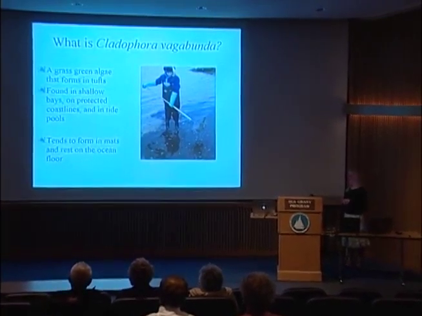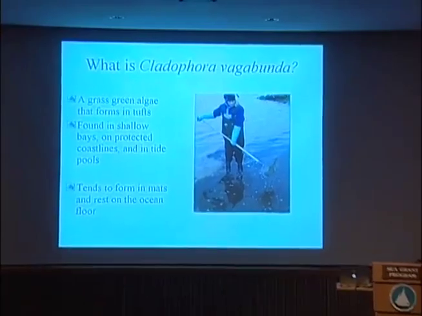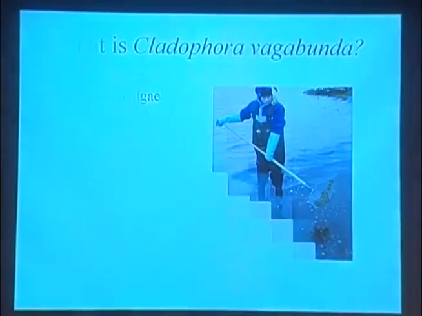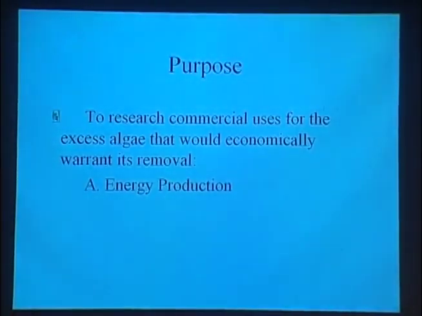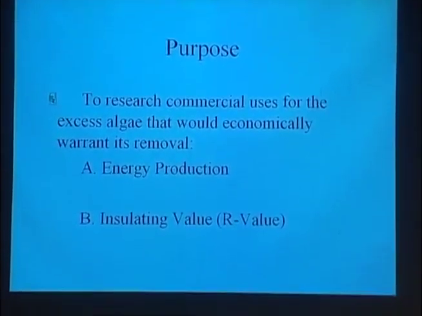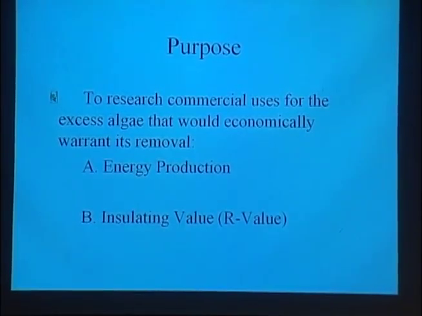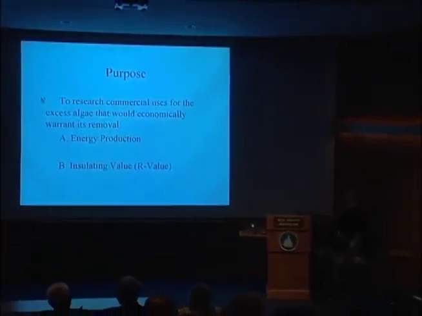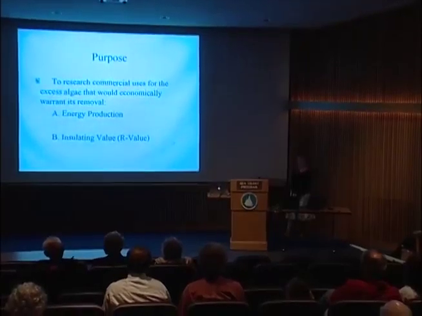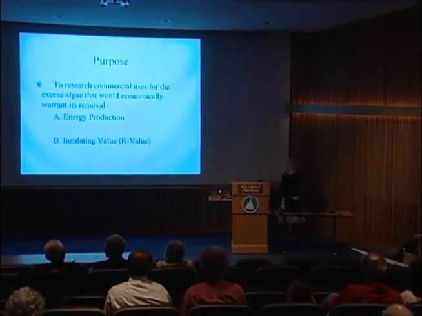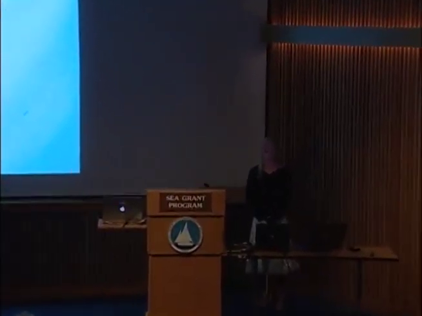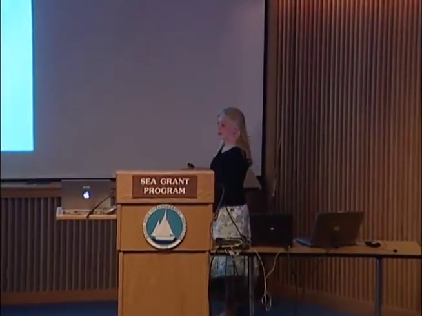As I said, Cladophora vagabonda is a grass green algae. It forms in tufts and likes to live in shallow bays where it can get light through the water, and it tends to form mats. So my purpose was to find some way to economically fund the removal of the algae from the bay to try and relieve the pressure in the bay.